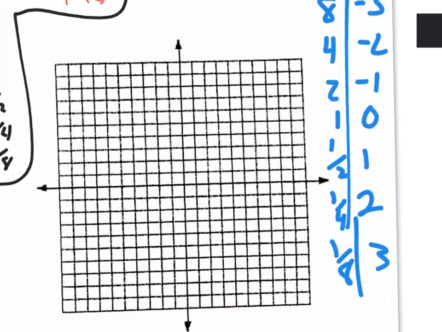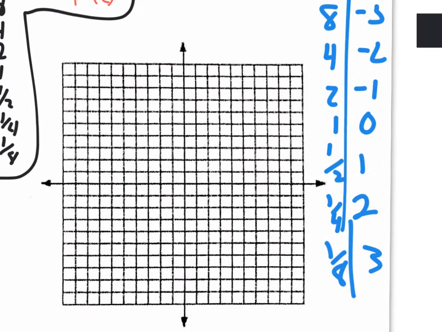So let's graph 8 and -3. 8 and 1, 2, 3, it's right here. If we go to 4, -2, 1, 2, 3, 4, -2 is right here. If we go to 2, -1, 1, 2, -1, it's right there. If we go to 1, 0, 1, 0 is right there. If we go to this coordinate, this is where it gets a little interesting. 1/2 and 1, halfway on the x. So you're at the origin. If you go halfway on the x and then 1 up, you'll be at that halfway point right there.